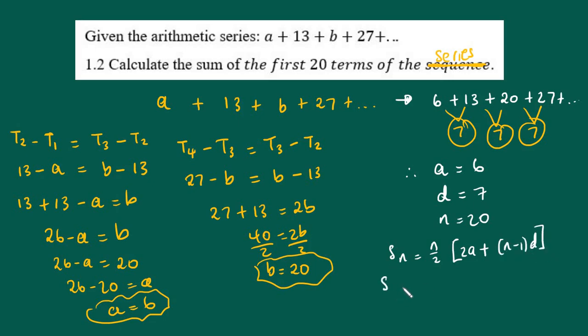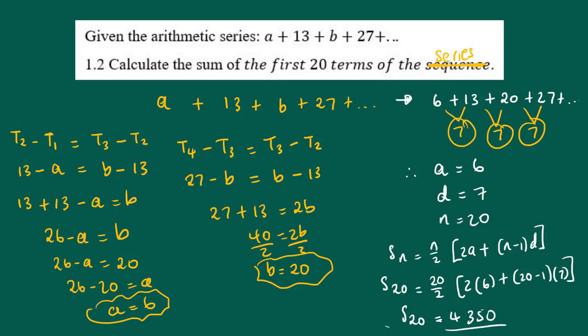So now we can say the sum of 20 is equal to 20 over 2 times 2 into a, which is 6, and then 20 minus 1, and then the difference being 7. So what do you get as the sum of your 20 terms? Perfect. 4,350. Thank you so much, sir. Well done. That is exactly how we find the sum.